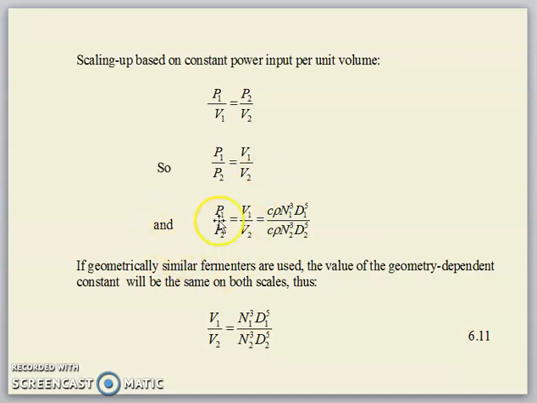And it can also be substituted with the equation P equals C rho N^3 D^5, just now. If geometrically similar fermenters are used, the value of the geometry dependent constant will be the same for both scales. Thus, it will give you V1 over V2 equals N1^3 D1^5 over N2^3 D2^5 for the second fermenter.